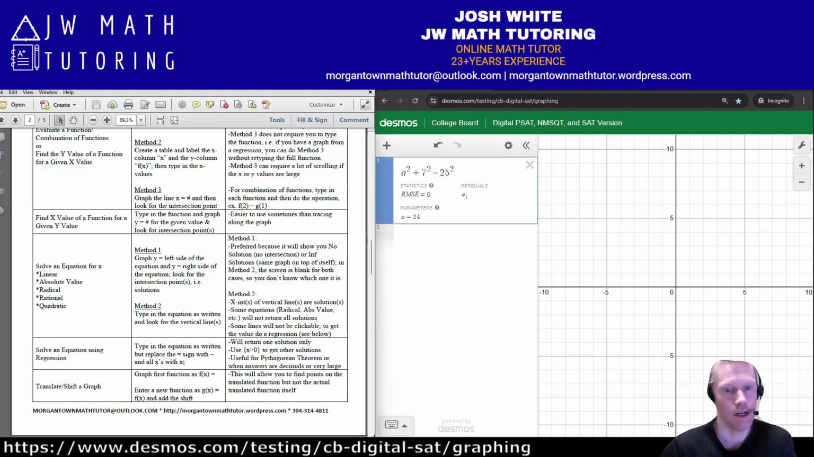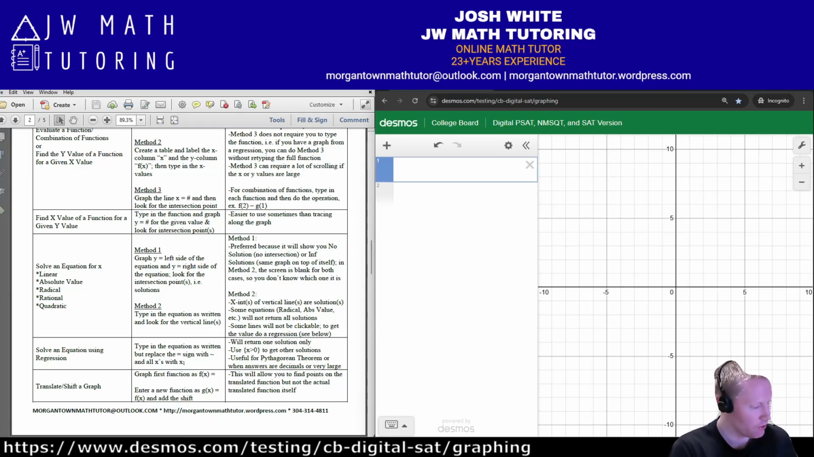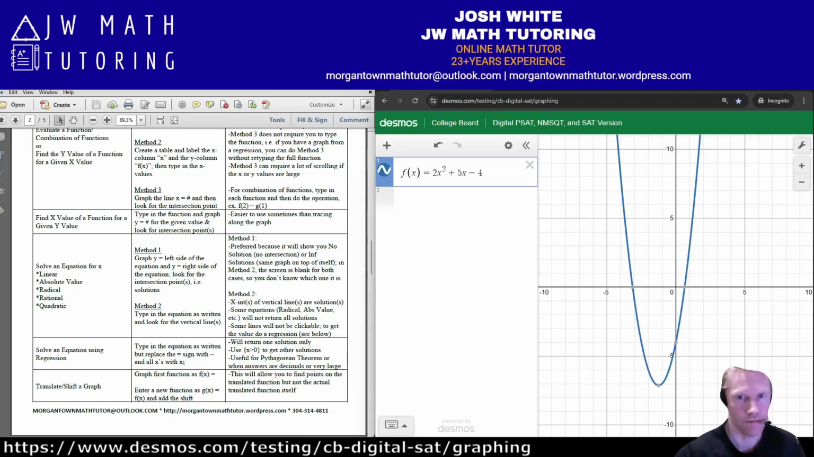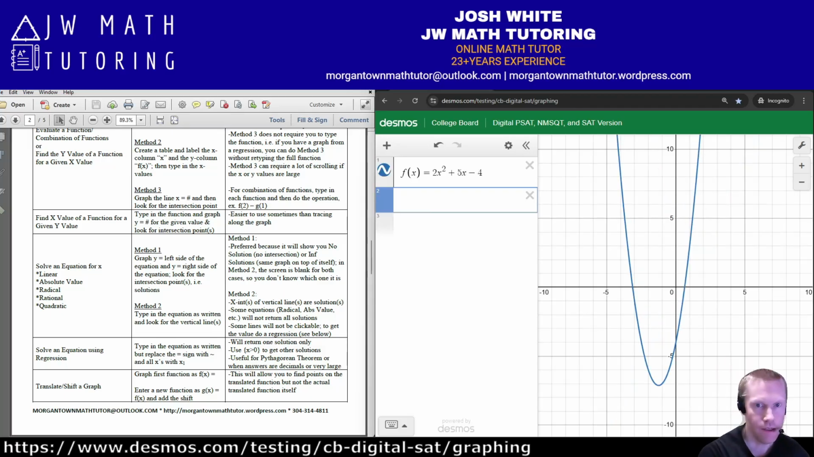All right, going back to the worksheet, last thing here at the bottom of the second page is translating or shifting graphs. So basically what you're going to do is enter the original function. So let's say I have 2x squared plus 5x minus 4. And then I'm going to enter the new function, and I'm going to set that equal to the original with the shift applied.